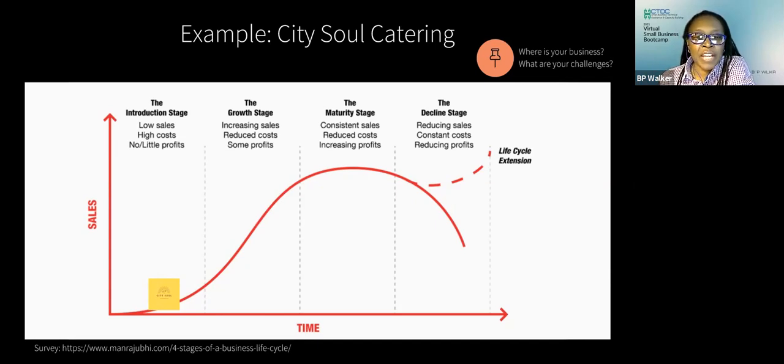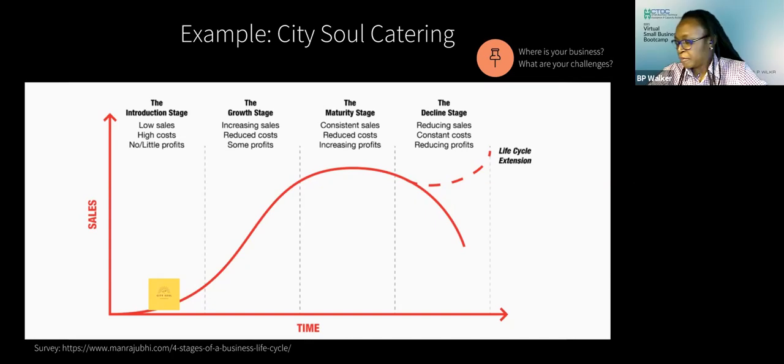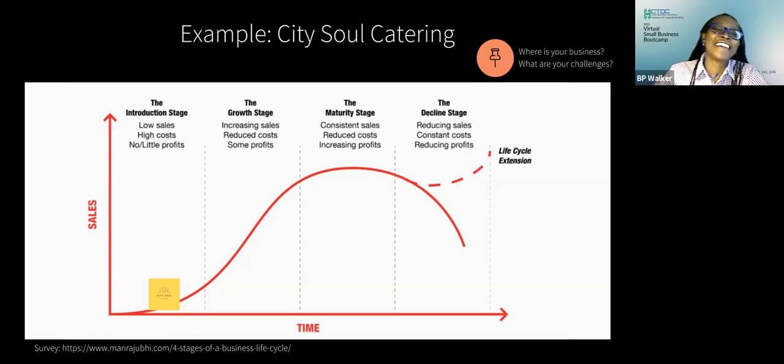Okay, so everybody, you had a chance to think about it. I have a question for you, Dr. Walker. Sure, go ahead. Is it possible a business can be in between the introduction stage and the growth stage? Yep. Each week it can change, it can vary. You need to know where you're at.